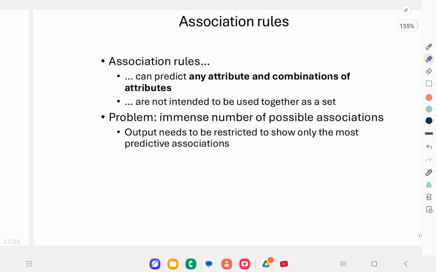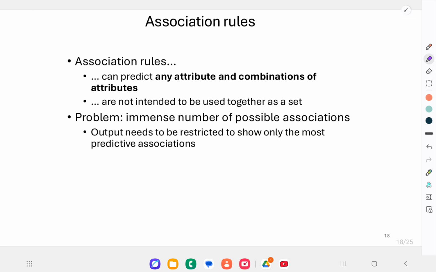We've talked about association learning before, and the type of outcome it produces is association rules. It is similar to classification rules, except that with classification rules the outcome is the single class, whereas with association rules we can predict any attribute, not just the label itself. We can predict one attribute, two attributes, all attributes, a combination of attributes, and so on.